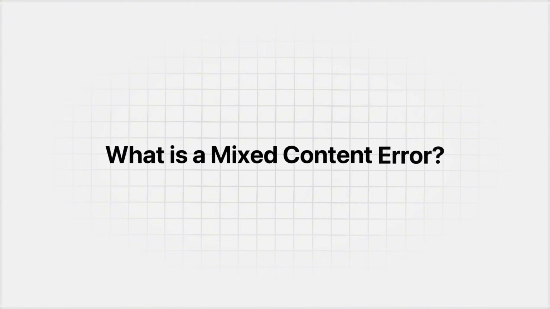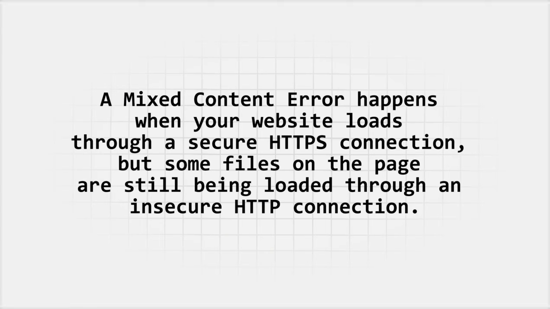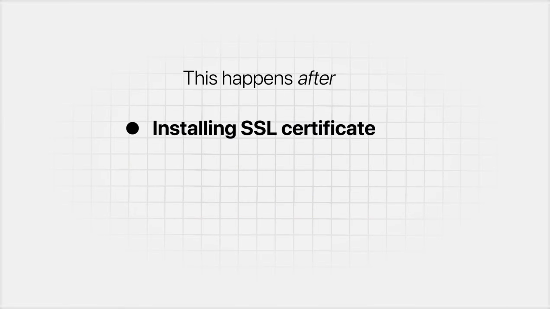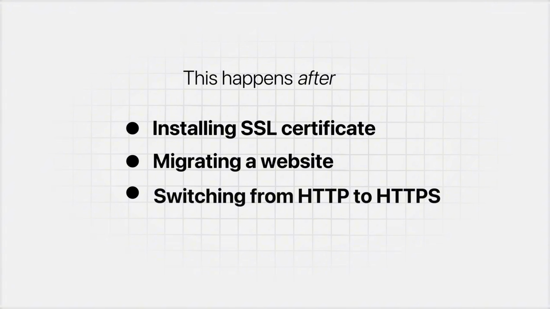So, what exactly is a mixed content error? A mixed content error happens when your website loads through a secure HTTPS connection, but some files on the page are still being loaded through an insecure HTTP connection. In most cases, this happens after installing an SSL certificate, migrating a website, or switching your website from HTTP to HTTPS. Fortunately, there are several ways to fix it.